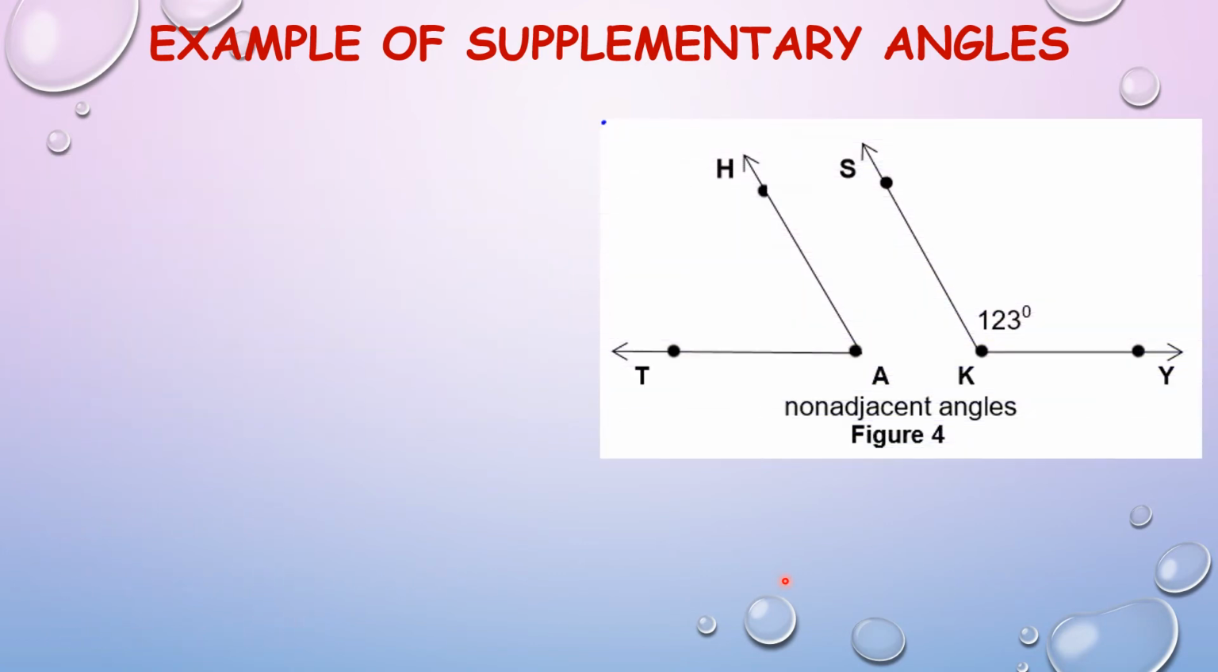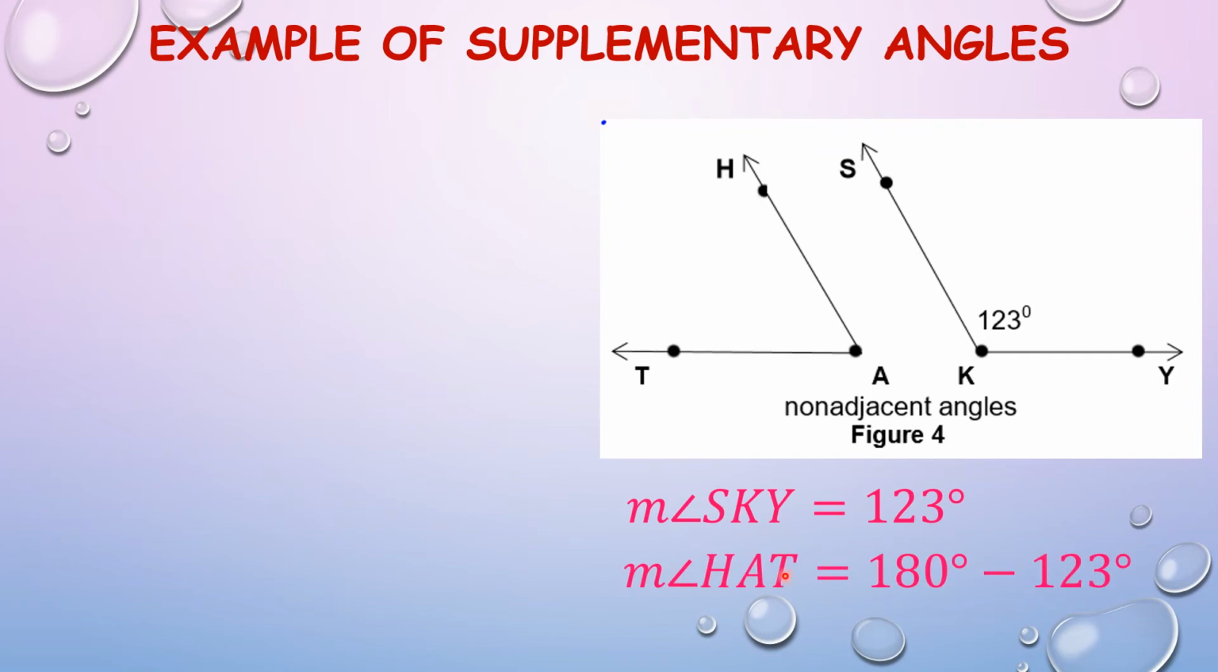Another example, non-adjacent angles. We have angle HAT and angle SKY. Given the measure of angle SKY, which is 123 degrees, let's find the measure of angle HAT.